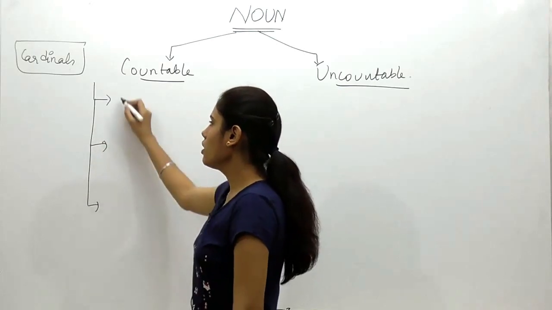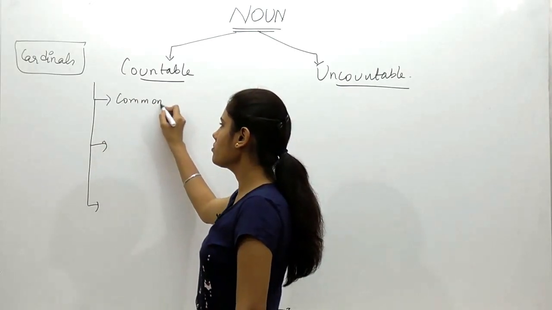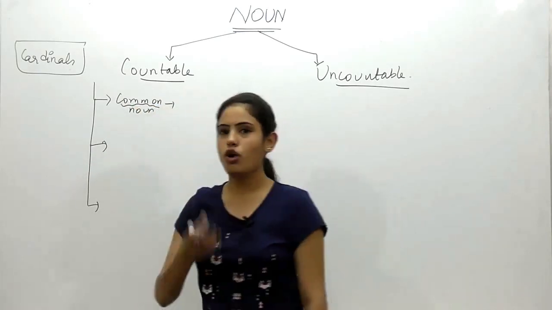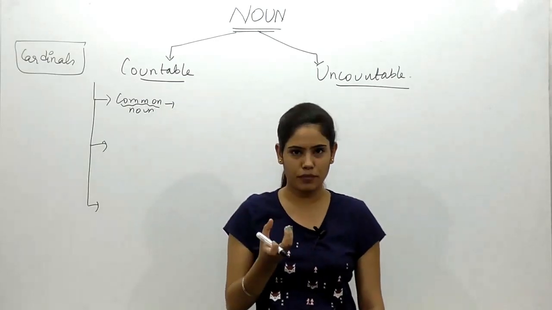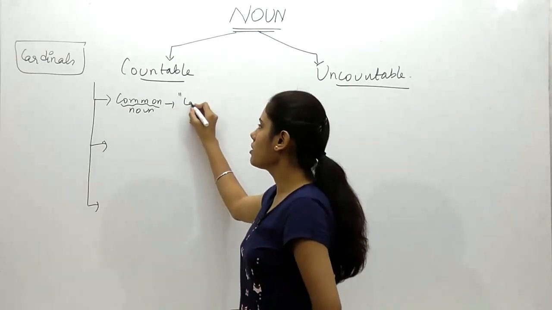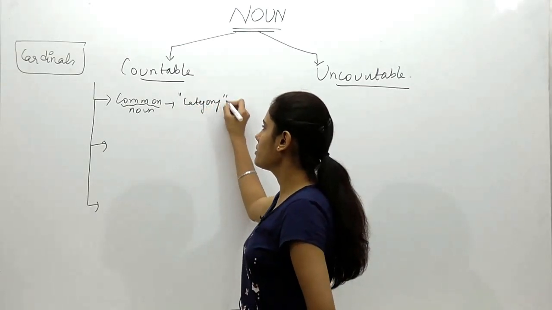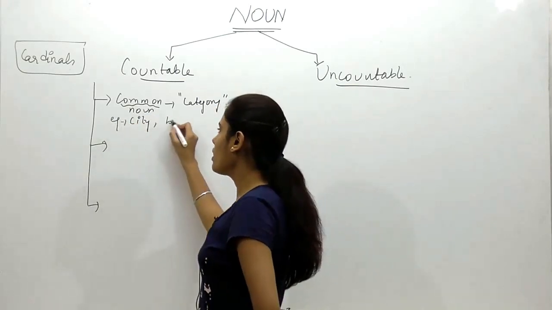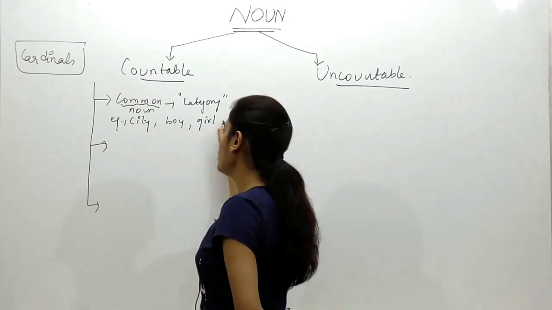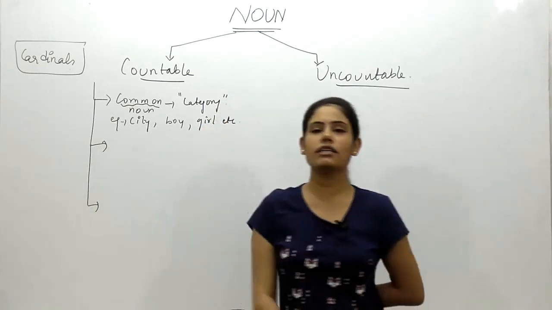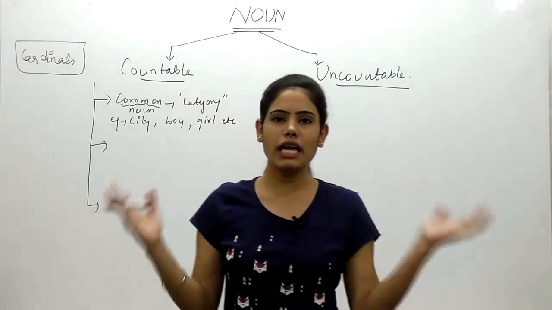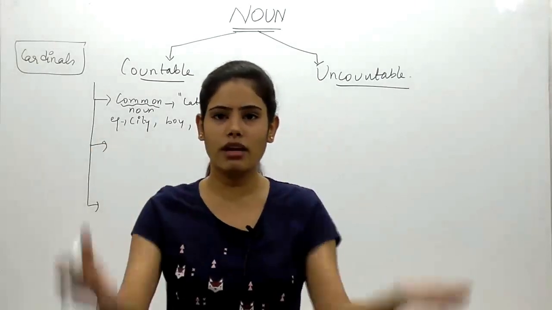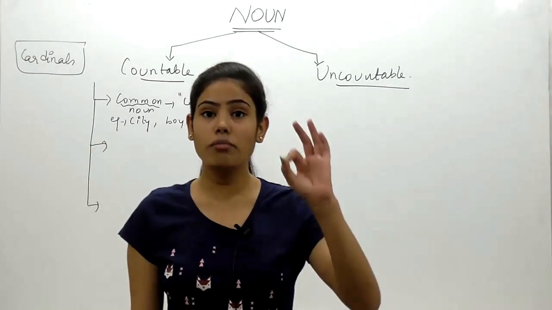The first part being common noun. Common noun, ये जो नाम हमें बता रहे हैं, common. It can be any category. किसी भी कैटेगरी को हम ले सकते हैं. जैसे मैंने कहा सिटी, एग्जाम्पल, बॉय, or you can say girl, etc. These are different categories. Boy, it can be any boy. It is very common. If I say boy, it can be any boy, right? Out there amongst you. It can be anyone. So that is a common noun.